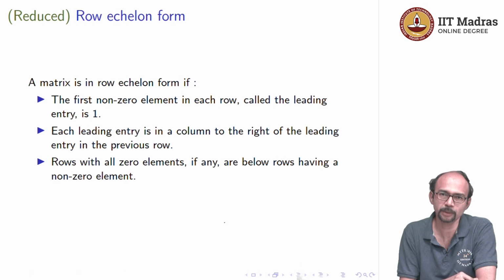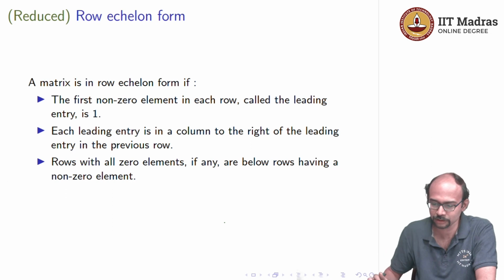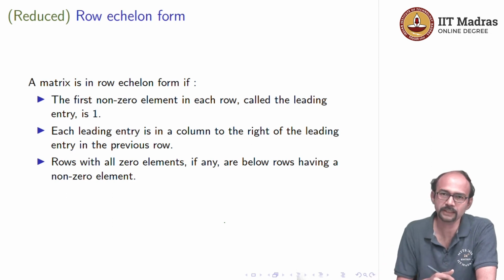So, rows with all 0 elements. If there are rows which are entirely 0, then they must lie at the bottom of the matrix, they must come at the end. Okay. So, they must be below those rows which have a non-zero element. Okay. So, these three are the requirements for a matrix to be in row echelon form.